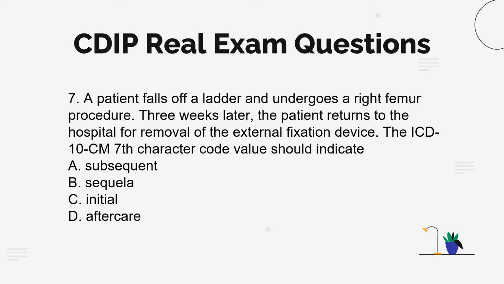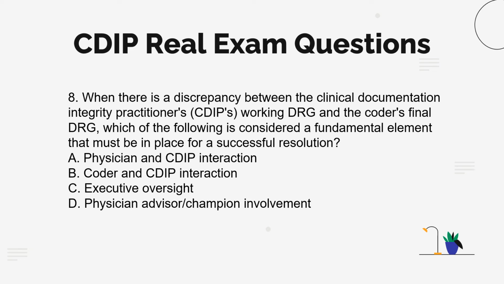7. A patient falls off a ladder and undergoes a right femur procedure. 3 weeks later, the patient returns to the hospital for removal of the external fixation device. The ICD-10-CM 7th character code value should indicate A. Subsequent. B. Sequela. C. Initial. D. Aftercare.